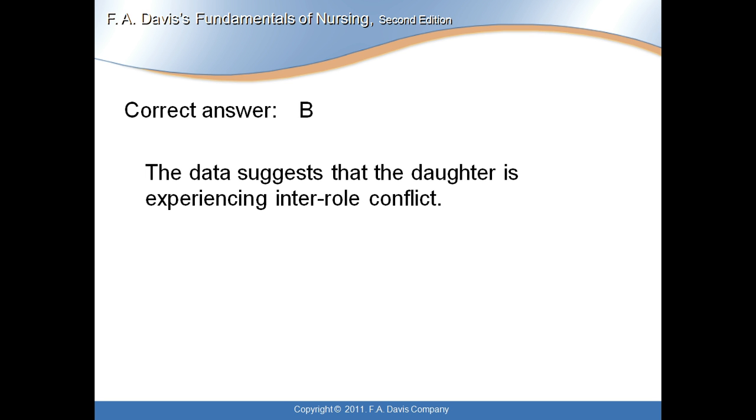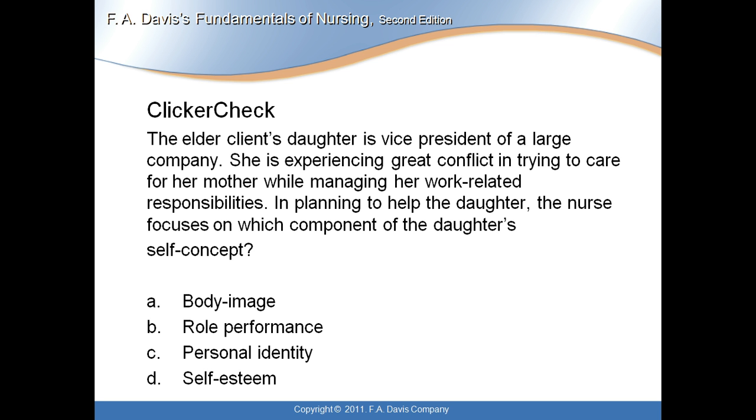And the answer is B. The data suggests that the daughter is experiencing inter-role conflict. And the reason for that is because the daughter is a vice president of a large company. So her role is the vice president in running it. But she also has another role, which is actually being a daughter and caring for her ill mother. So she's got two different roles, and she wants to be able to fulfill them both. But the strain or the problem she's facing is whether or not she does one or the other.